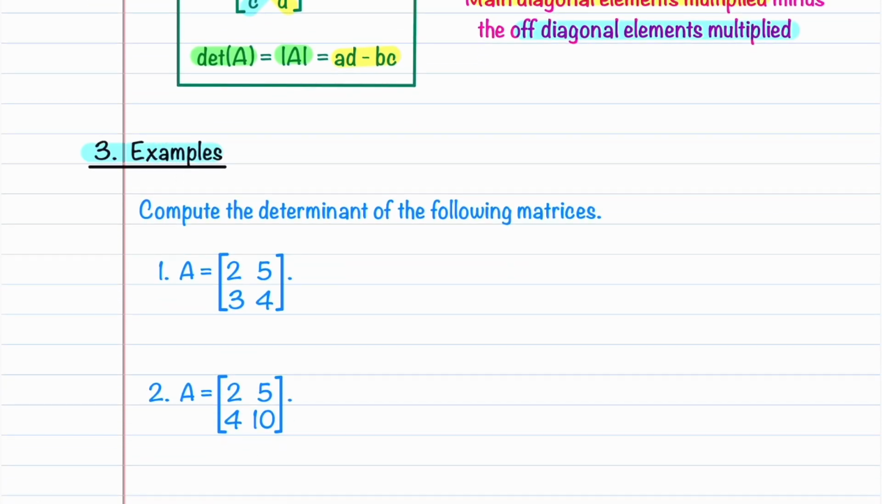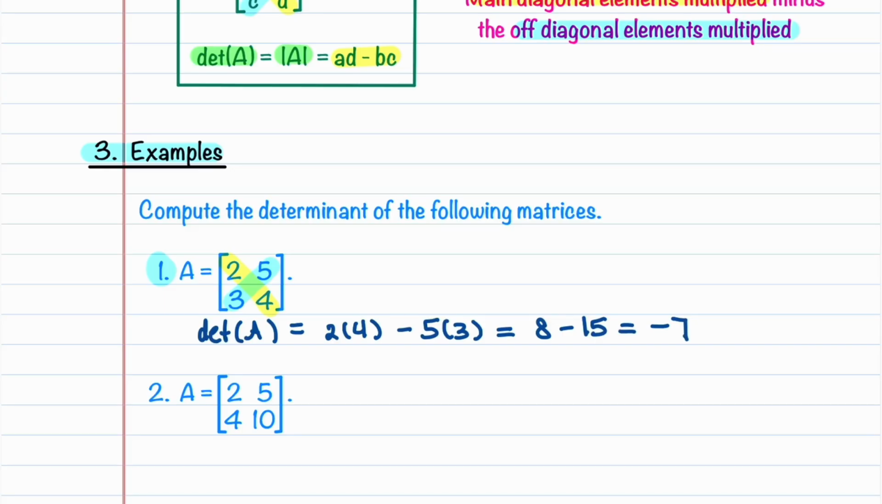Let's now look at some examples. In each of these examples, we are going to find the determinant. Let's look at our first example. The determinant of A is equal to the main diagonal elements multiplied, that's 2 times 4, minus the off diagonal elements multiplied, which is 5 times 3. So this gives us 8 minus 15, which is equal to minus 7.